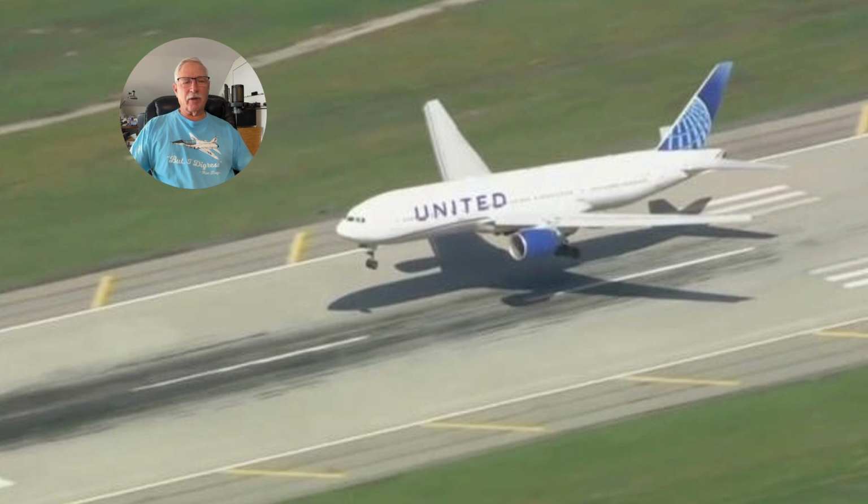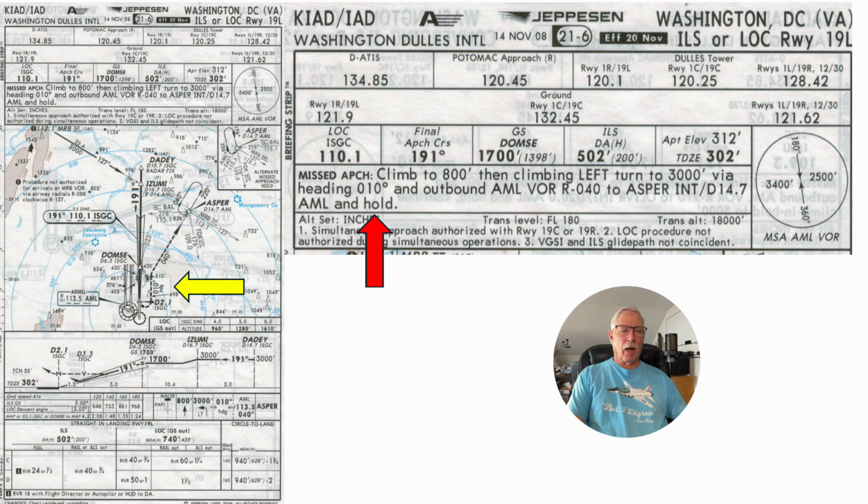All right, well, let me talk to you about another situation that is kind of interesting here. I was coming in to Dulles National, IAD, and landing to the south, and they've got a very interesting missed approach here. You climb 800 feet, left turn 3,000, and you do a 180-degree turn, as you can see on the yellow arrow there. And that's a very interesting go around.